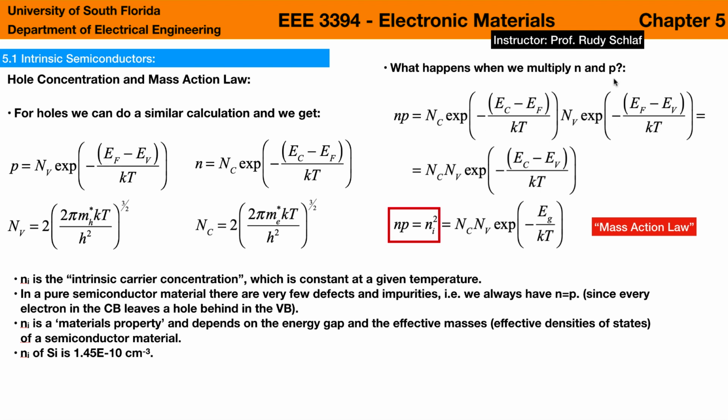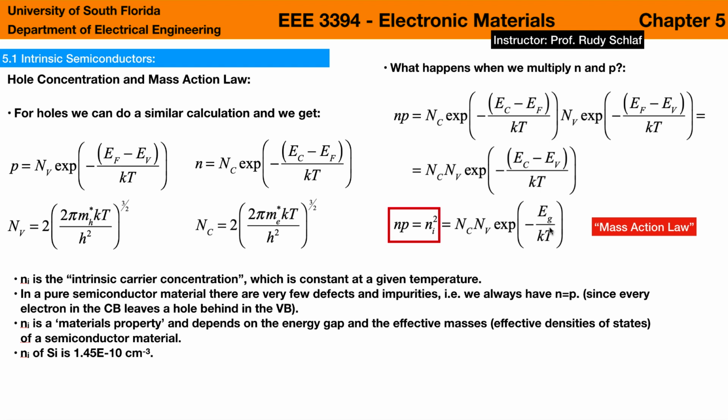If we calculate this expression, we get the effective densities of states multiplied by an exponential function that has just the difference between the conduction band minimum and the valence band maximum in it, which is of course the band gap. So we can say n times p is the effective densities of states multiplied with the exponential function of minus the band gap divided by kT. And this here is of course a constant that depends on a particular material.